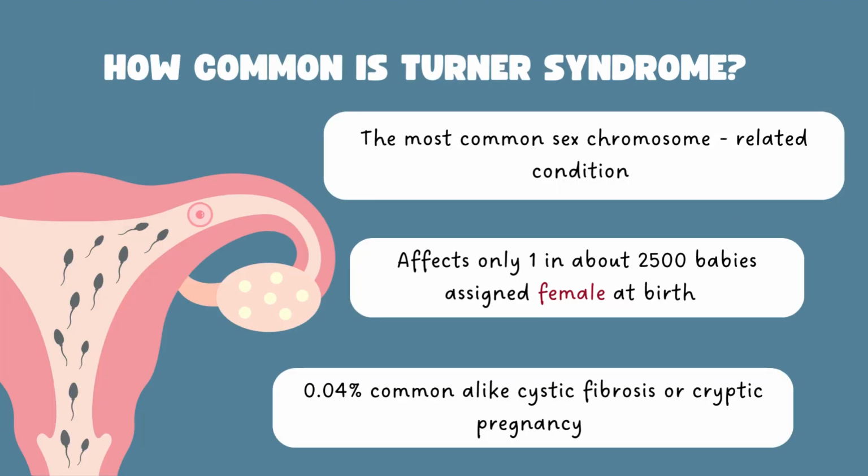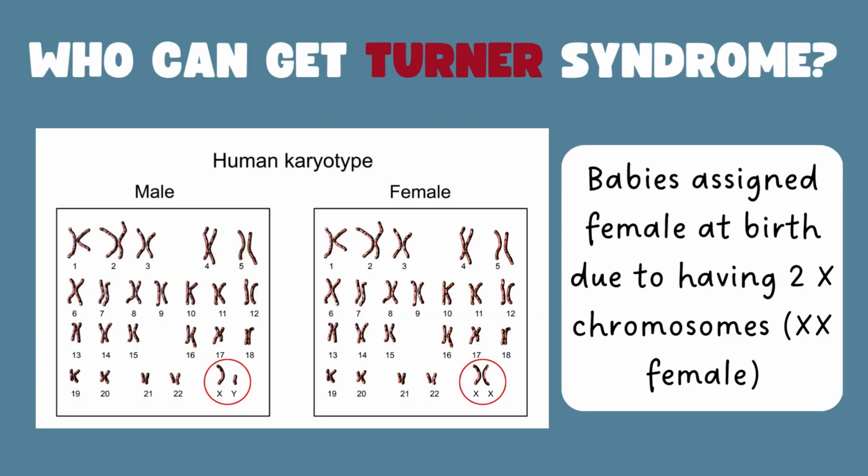How common is Turner syndrome? It affects about 1 in 2,500 babies assigned female at birth. This is about as common as cystic fibrosis. Who can get Turner syndrome? Only females get Turner syndrome. The symptoms can range from mild to severe, and people can go their whole lives without knowing.